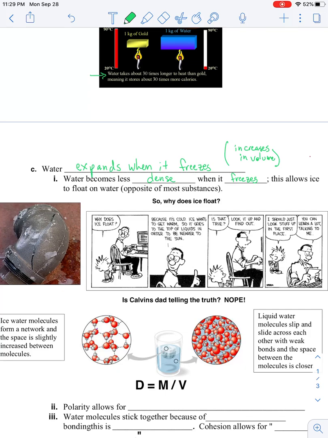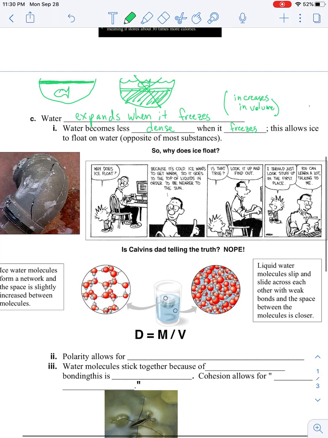Now, that's really important in ecology because if, let's say, you have an aquatic ecosystem like a pond, ice freezes at the top, but all of your creatures can survive underneath. If water froze and sunk, ice would rapidly fill up the pond, and all of your organisms would be forced to the surface, which would probably kill them. And that obviously doesn't happen. So aquatic ecosystems definitely rely on the fact that ice expands when it freezes and therefore floats.